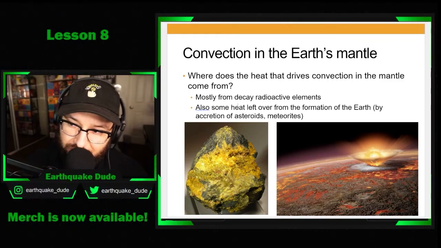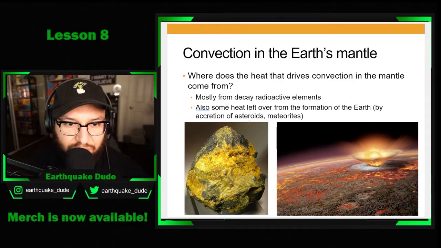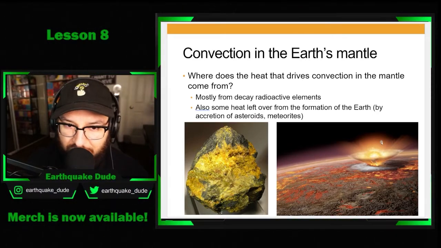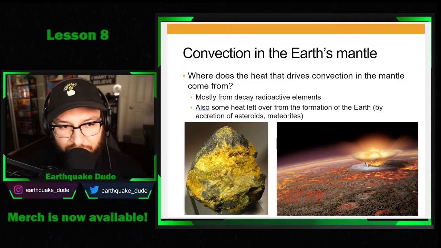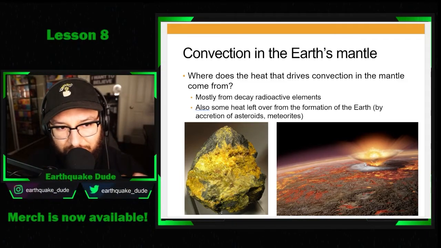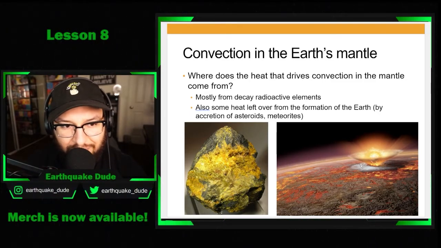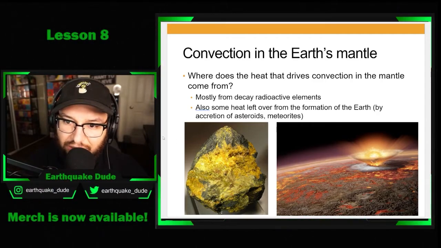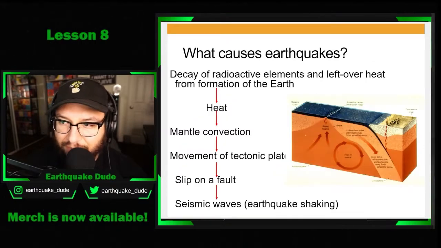There's also some heat left over from the formation of the Earth by the accretion of asteroids and meteorites. Here's a picture of a big explosion when Earth first started to form. There's still leftover heat in the core, and that's what's heating up the material in the mantle, which ultimately creates convection cells. You get the point here.